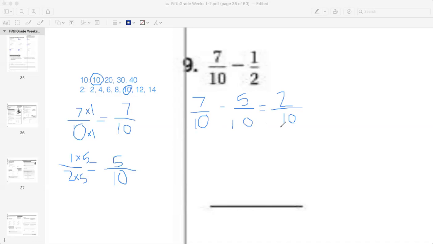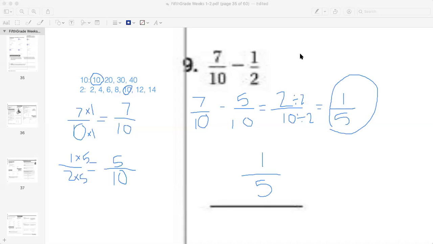Now, I will tell you, this one is not in simplest form. So if I look, I need to think what number can go into 2 and 10, and that would be 2. So that means I need to divide both of these numbers by 2. So 2 divided by 2 is 1, and 10 divided by 2 is 5. So in simplest form, our answer here would be 1/5. 2/10 is still right, but it's not simplified. So 1/5 is the best answer for this problem.